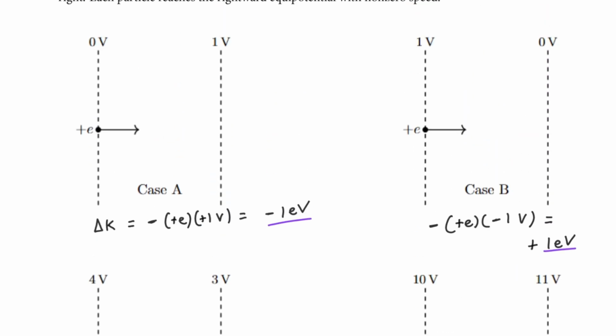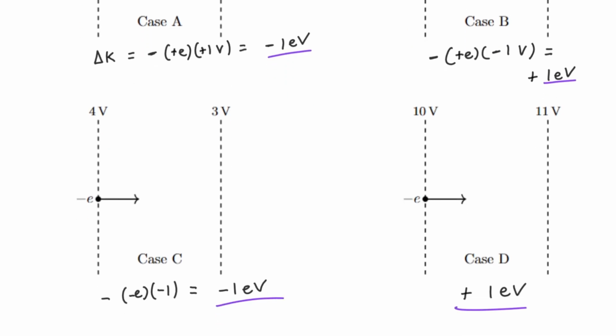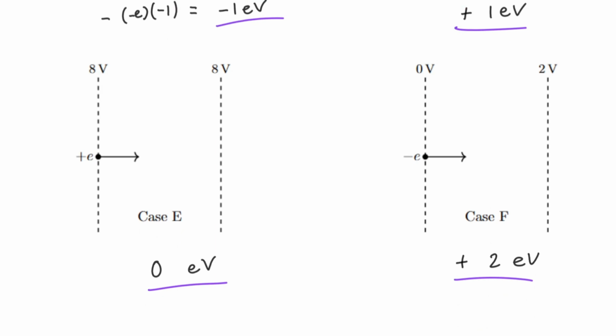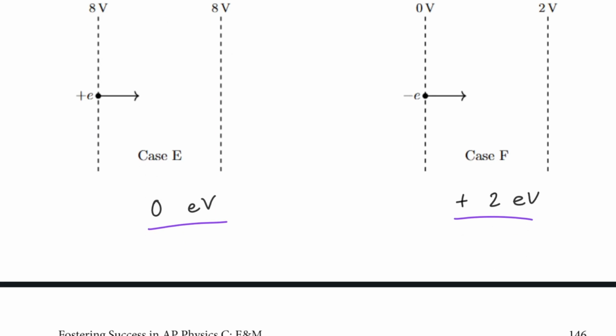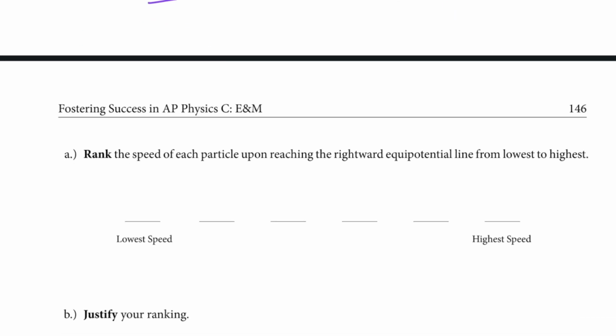So again, this thing we calculated is not the speed. This is the change in kinetic energy. So this is telling us how much our speed basically is changing by. So case A loses a little speed, case B gains some speed, case C loses a little speed, case D gains some speed, case E stays the same, and case F gains a lot of speed. So we can do that to create this ranking here.